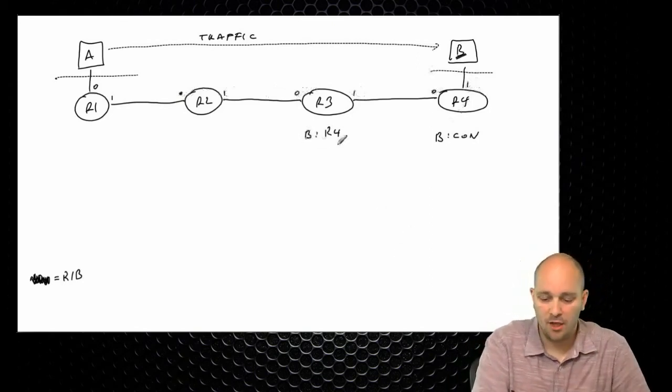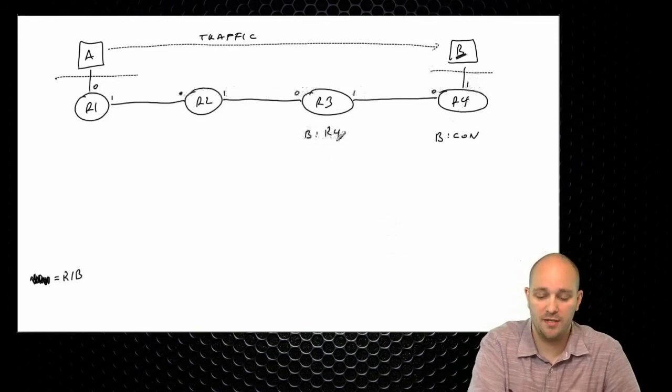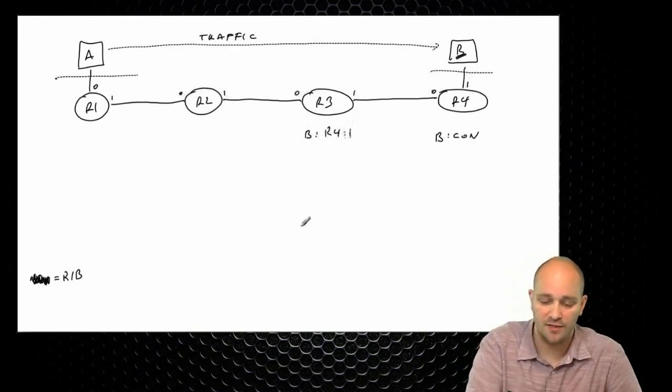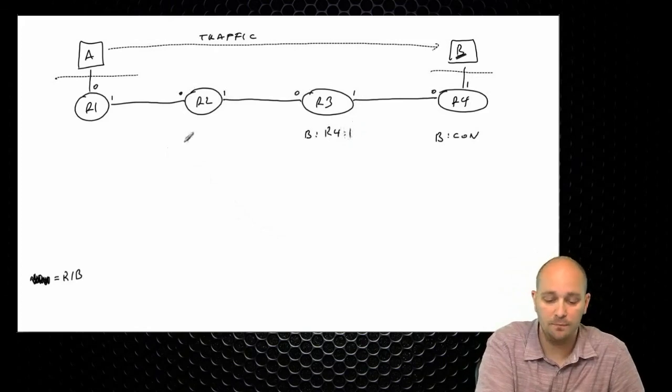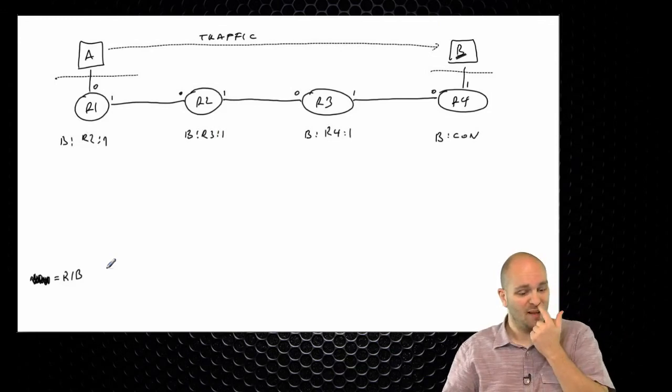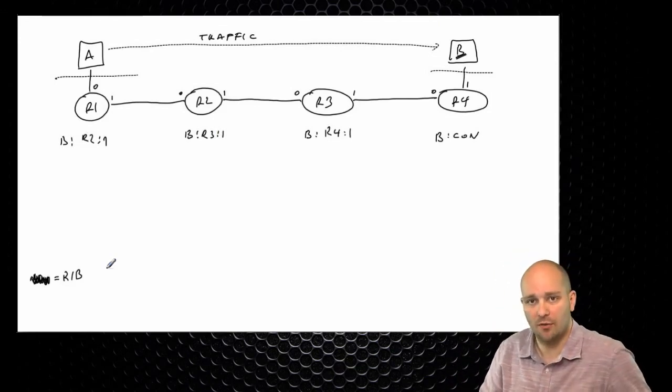So here we have in our routing table the information that B is reachable through R4, and let's say that it's reachable through interface 1. Here we have information that B is reachable through R3 out of interface 1, and here we have information that B is reachable through R2 via interface number 1. So this is the information in the routing table.